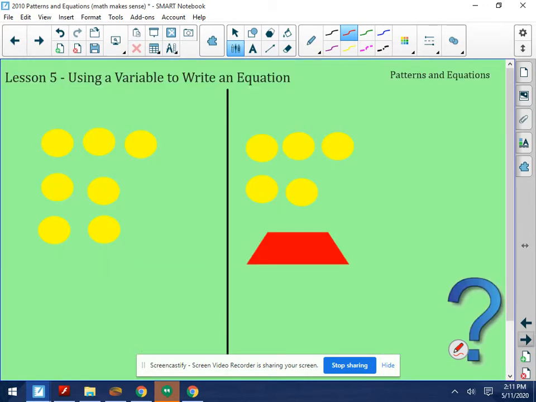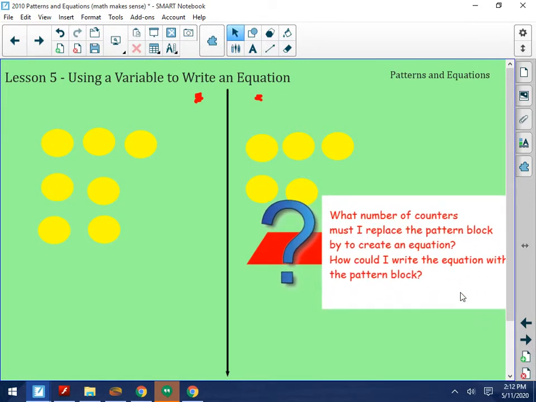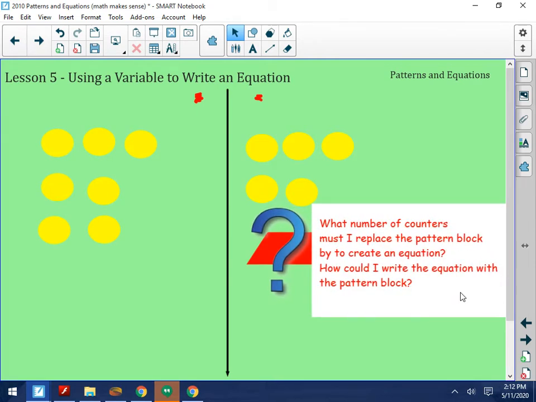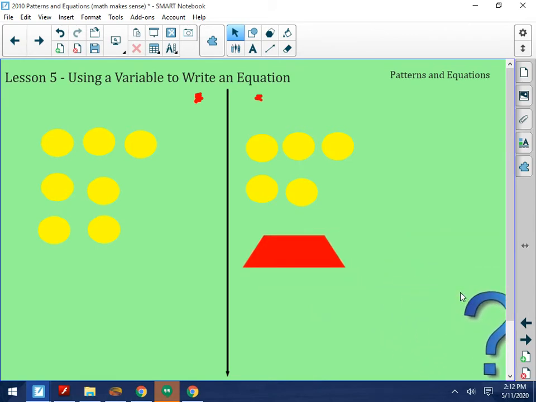Okay, now if we look at this diagram here, we have seven circles on the left side over here. Over here, we have 5 circles and a trapezoid. And so the question we could ask is, what number of counters must replace the pattern block to create an equation? So for both sides to be equal, what would we have to replace this trapezoid with? And the answer is, of course, 2.